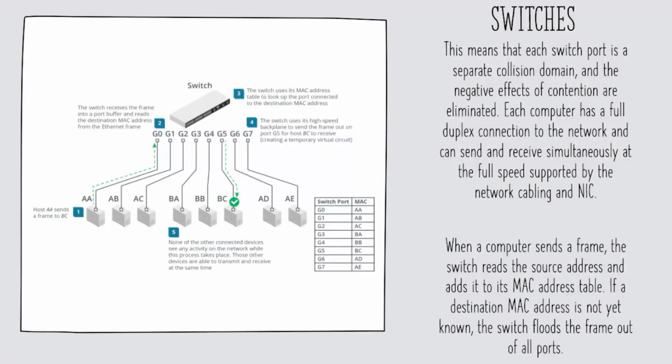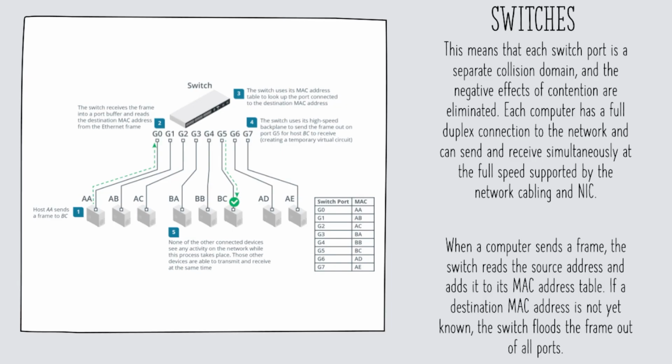Switches. This means that each switch port is a separate collision domain, and the negative effects of contention are eliminated. Each computer has a full duplex connection to the network and can send and receive simultaneously at the full speed supported by the network cabling and NIC.